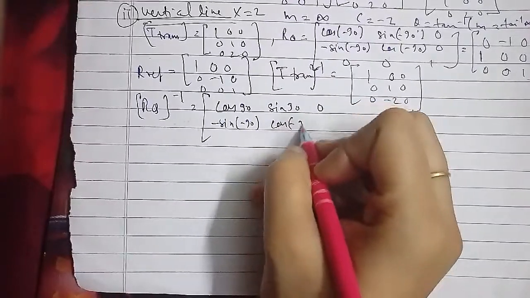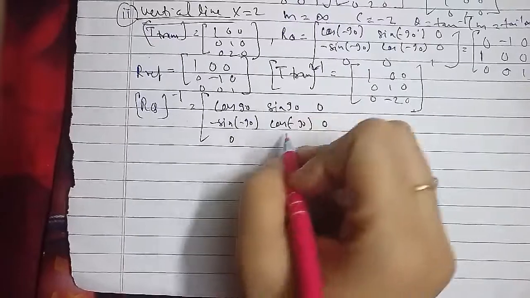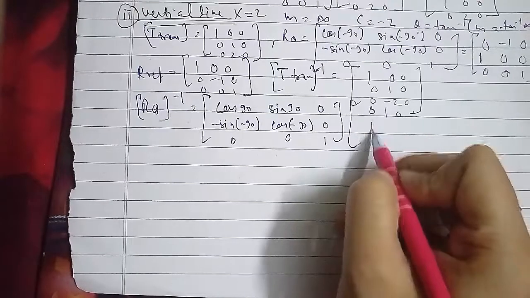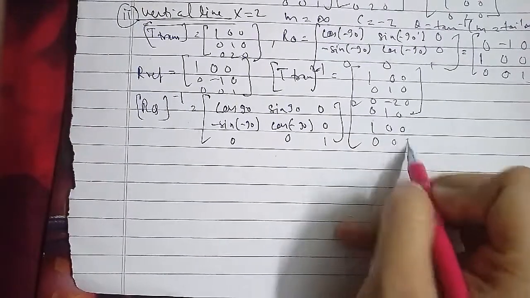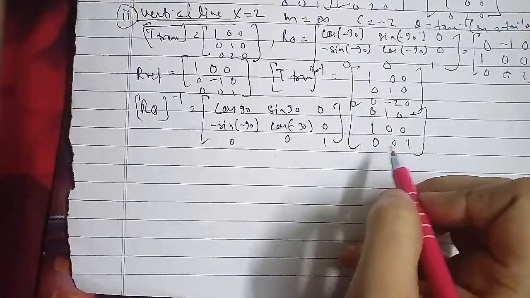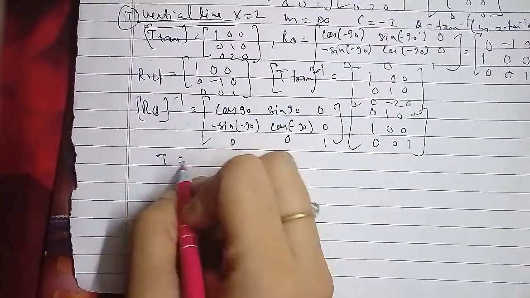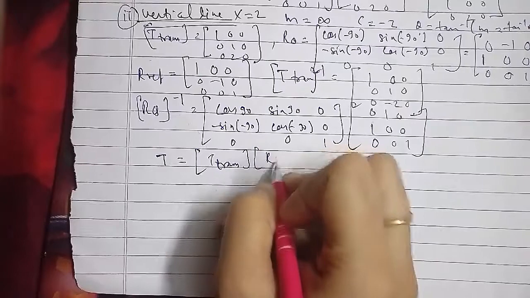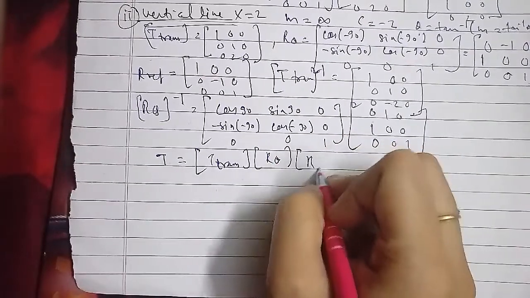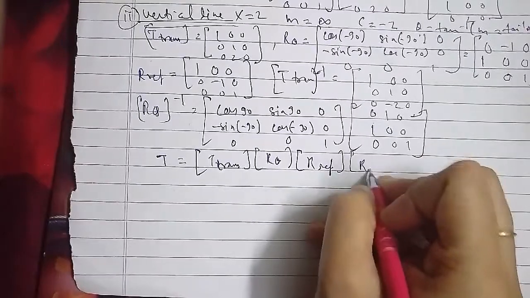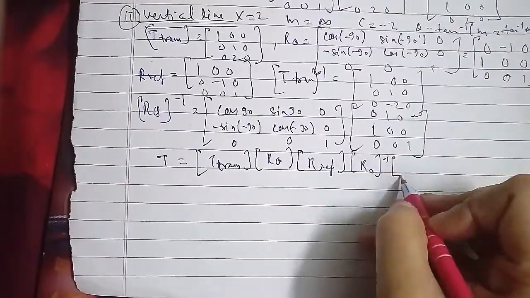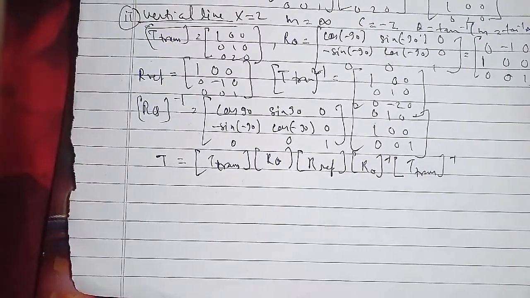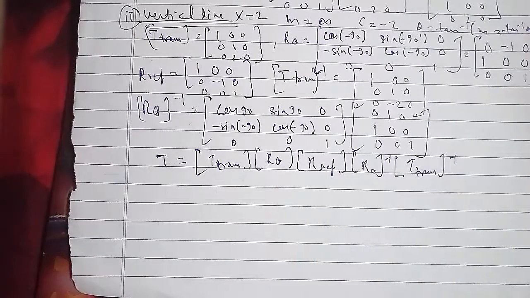With the same case, we'll put the value here with the formula, and that is T equals T trans, R theta, R theta inverse, T trans inverse here as well. Now we'll put the value here, and that is T equals to 1 0 0, 0 1 0, 0 2 0, multiplied by 0 minus 1 0, 1 0 0, and 0 0 1.